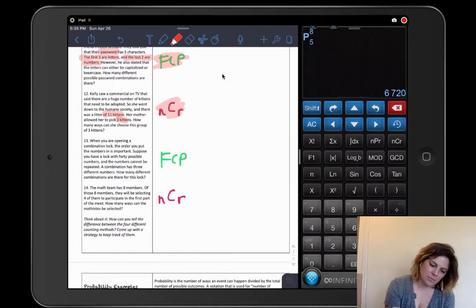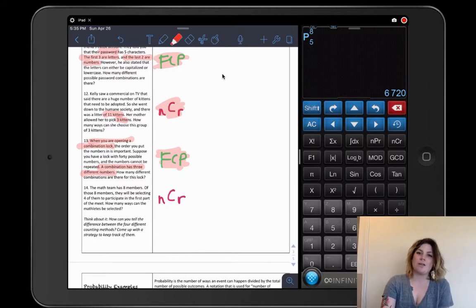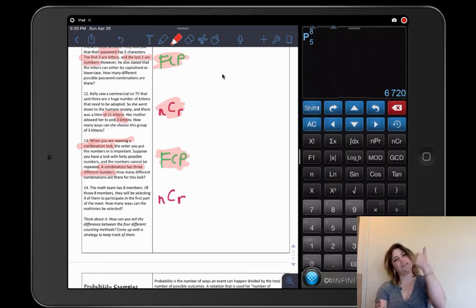This one says when you are opening a combination lock. Now that's meant to trick you because it is not a combination. It is FCP, even though we call it a combination lock. Actually, it has 3 different numbers. So how many different combinations are there for this lock? It's actually categories. Anytime you see a password, combination, something like that, then you know that you need to use FCP because there are categories. Each part of the password is its own category.